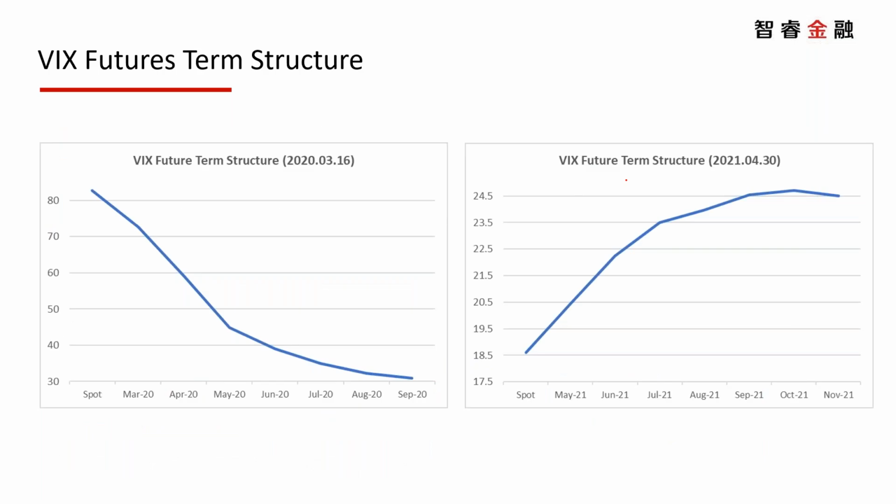Here are two graphs of VIX futures in two very different term structure shapes. The one on the left was taken on the 16th of March last year, when the market experienced several sessions of serious sell-off. The right-hand side was taken on the 30th of April this year, which is what the term structure looks like on most days.